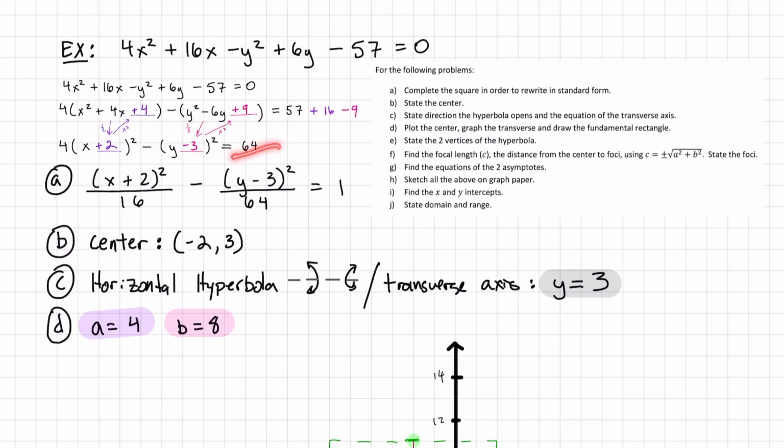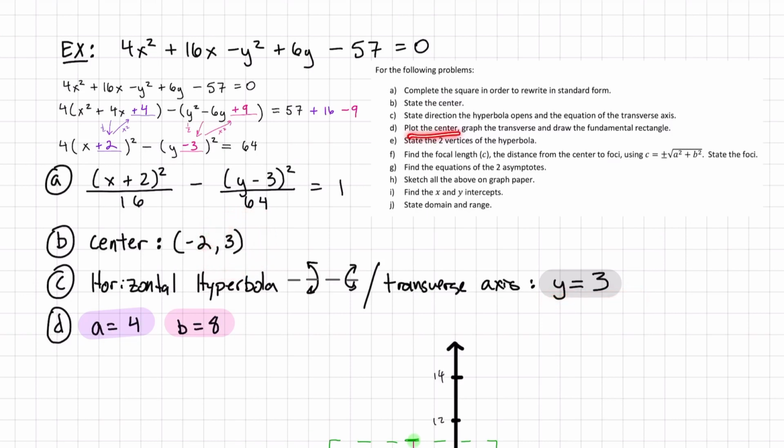Then divide everything by 64, stuff's going to reduce, and we end up with 16 in the denominator there, and then just 64 in the denominator for the right term. All right, so there it is in my standard form. Because the x is positive, it's going to be horizontal, so that can easily get my h and k. It's going to be -2 and +3 for my center. And so because it opens horizontally, my transverse axis is going to be horizontal. So that means that it's the y value of the center, so y equals 3.